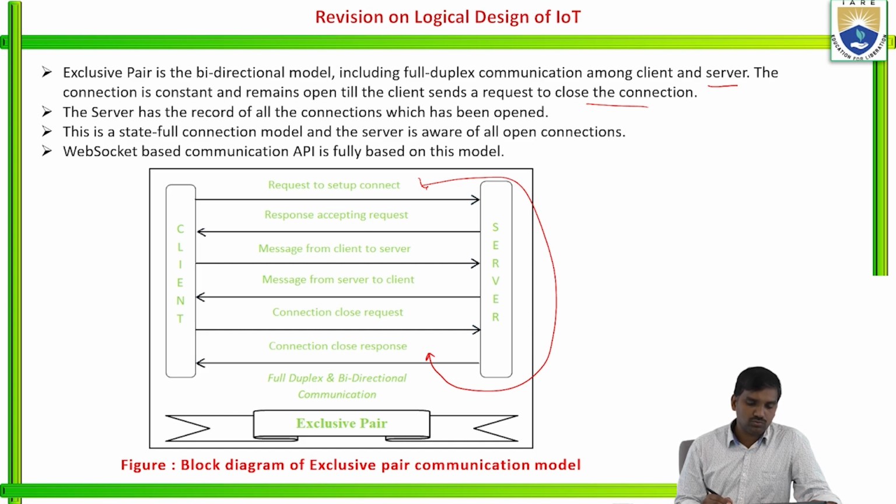Here the server has to record all the connections which have been opened. That is the second point, and the connection is a stateful connection. This is a stateful connection model, and the server is aware of all the open connections. The WebSocket communication API is fully based on this model. So this is the client and server: request and response, accepting messages, and closing the connection. It is a full duplex and bidirectional communication way. This is the elaboration diagram of the exclusive pair communication model.